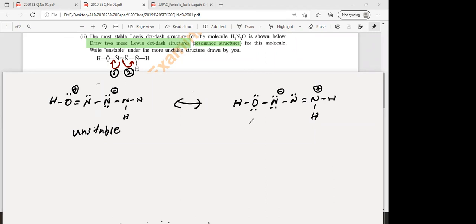So both of these are unstable, no? Yeah, they're asking for the most unstable one. The most unstable one is this, yeah, because oxygen, the most electronegative atom, carries a positive formal charge, right? Oxygen is more electronegative, and that carries a positive formal charge. That's why it is the most unstable one, due to the positive charge on oxygen.